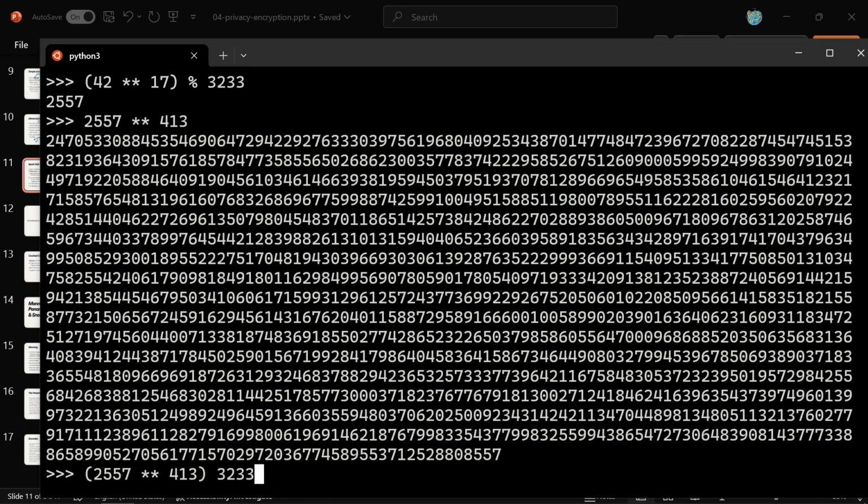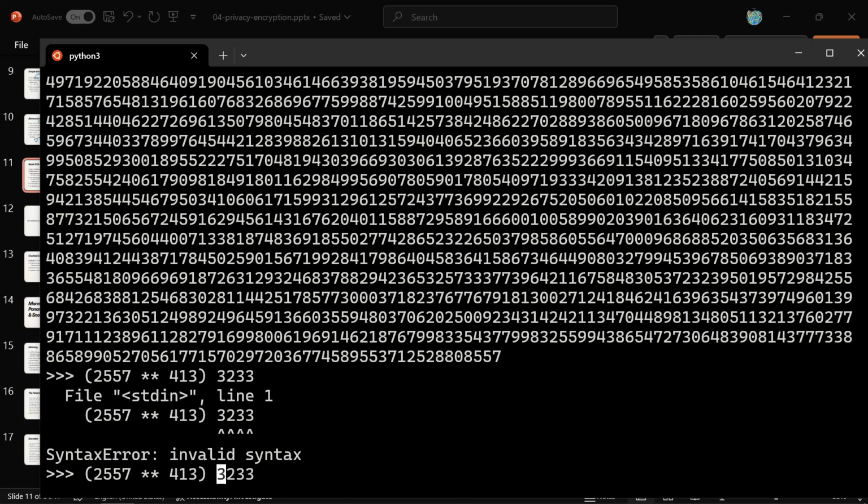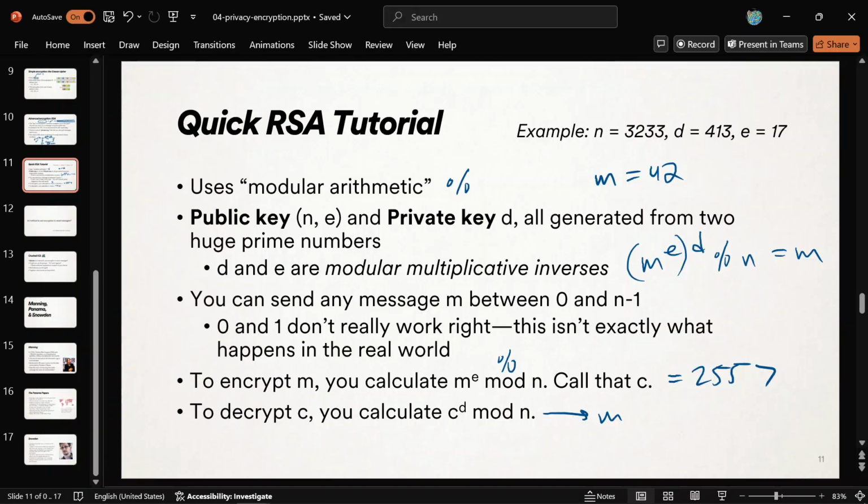through the magic of math, which you can learn about one day if you want to. Oh, sorry, I need to add the percent sign. 42. Oh yeah. So there it is. We get our message back, and that's how you can securely send things with big enough numbers.